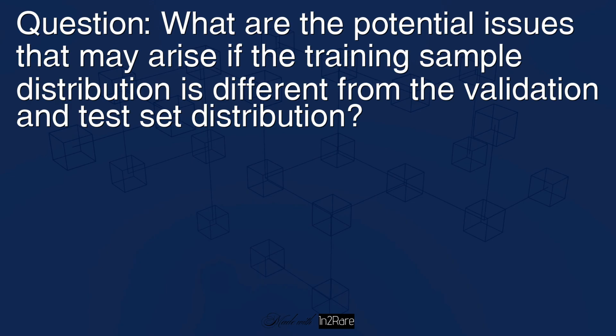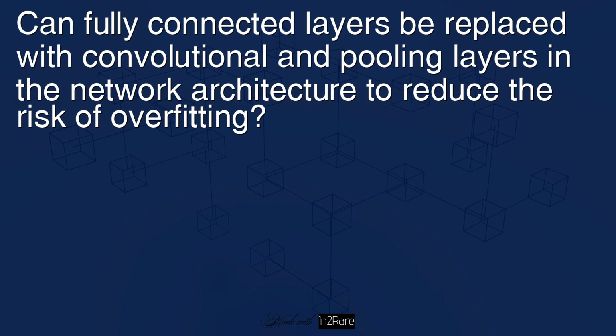Question: what are the potential issues that may arise if the training sample distribution is different from the validation and test set distribution? Can fully connected layers be replaced with convolutional and pooling layers in the network architecture to reduce the risk of overfitting?